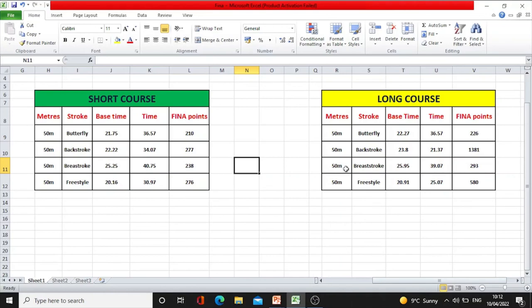Now let's move on to 50 meters breaststroke. In 50 meters breaststroke, the base time is 25.95 seconds. This person has gotten 39.07 seconds, and he has earned 293 FINA points. And lastly, in 50 meters freestyle, the base time is 20.91 seconds, and this person has gotten 25.07 seconds, which makes him have 580 FINA points.